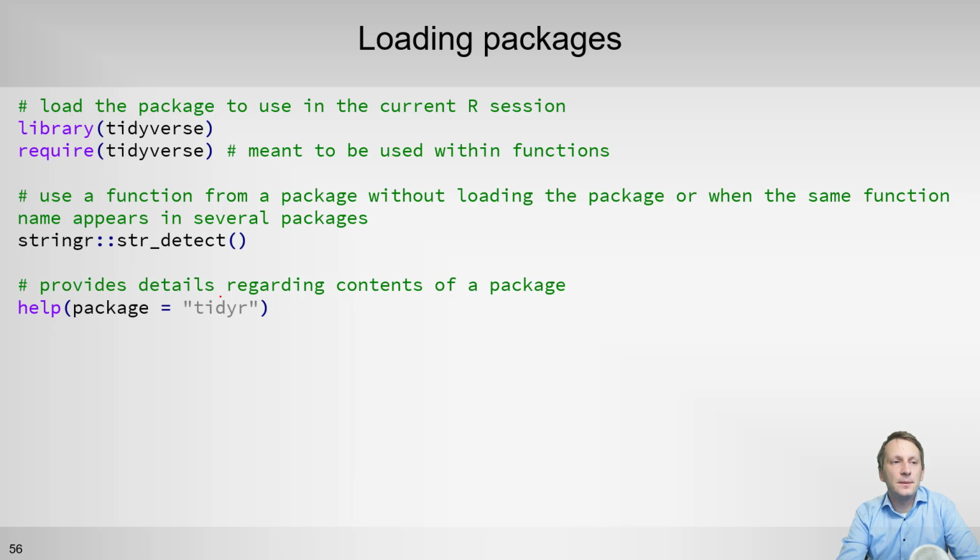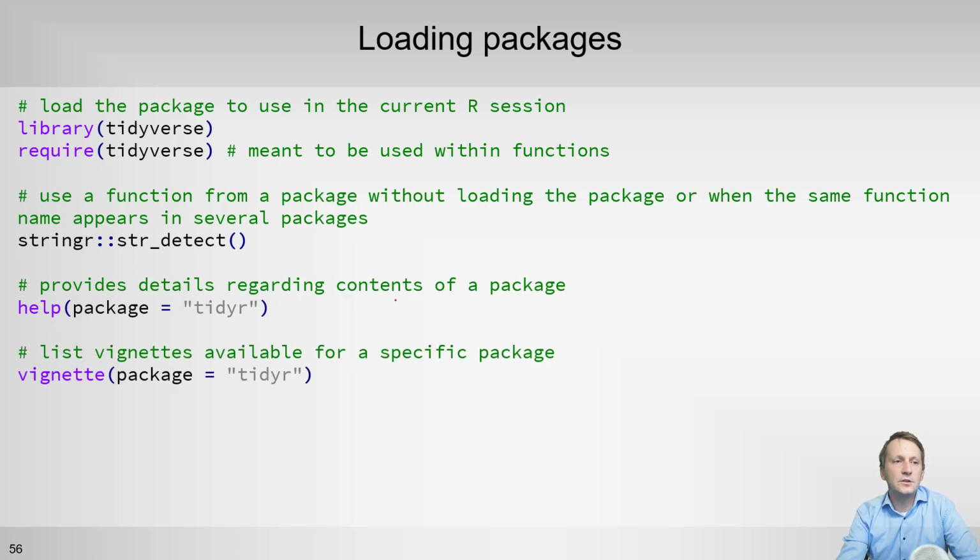If you want details regarding the content of a package, you can use, again, the help function and pass the package that you want to learn about to the package argument. So if you want to learn more about the tidyr package, you pass tidyr to the package argument of the help function. You can also look for vignettes. I do recommend looking at vignettes. They're often easier to digest than the full documentation, because vignettes provide you with an example using sort of the key functions of a package.